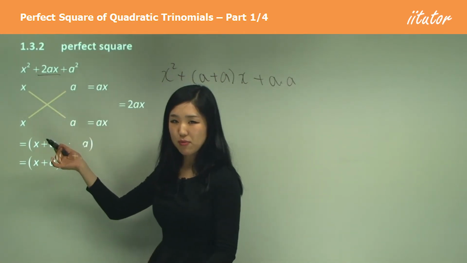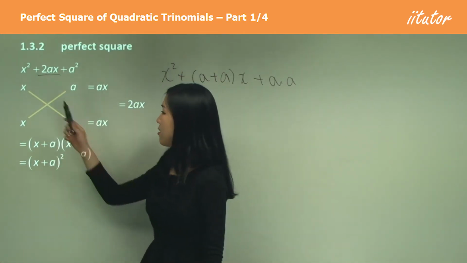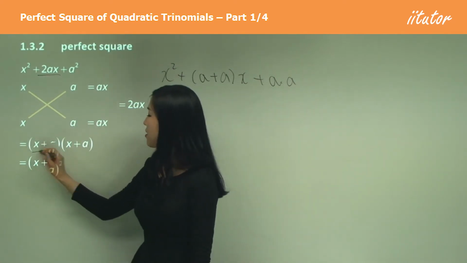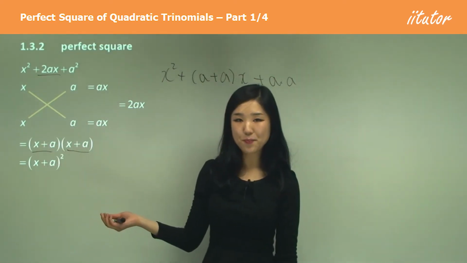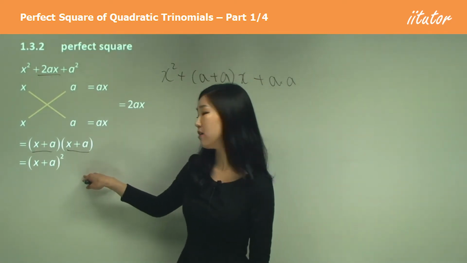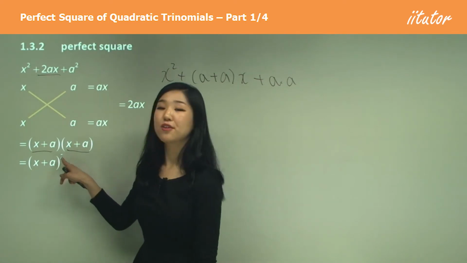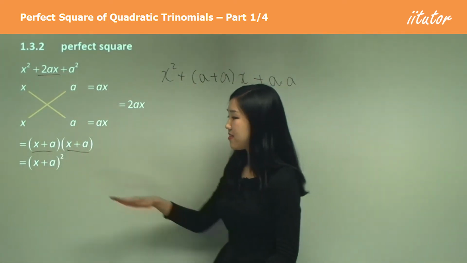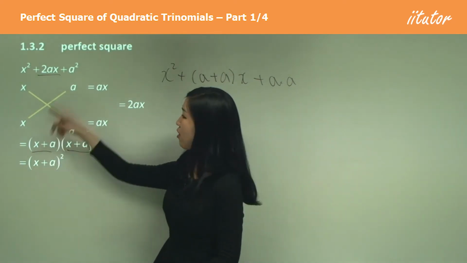So we do our usual thing. This is pretty much the same thing as what we've been doing in the last section. So x plus a times x plus a. But see how this and this are exactly the same? Then we shouldn't write it like this. You can go a little bit further. We can make it x plus a squared, because we have two of the same kind. Okay, and this is the factorization of this.